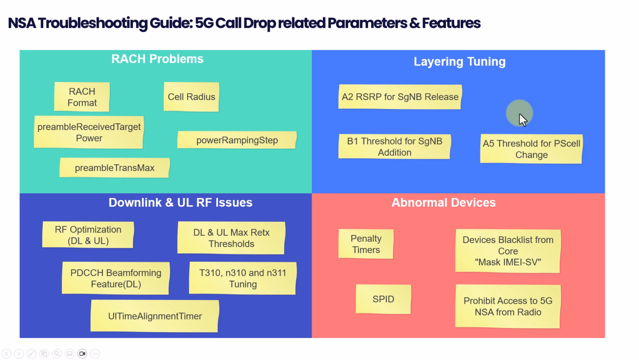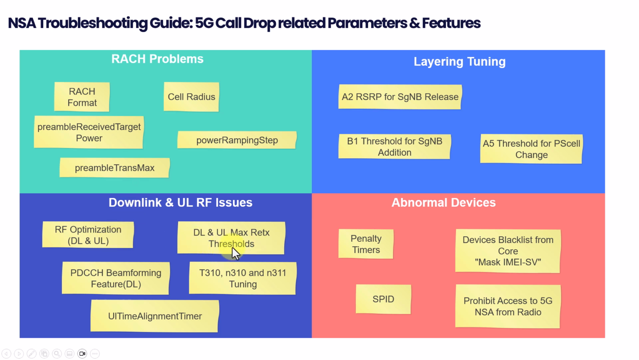Then you can also control the relative threshold for the SCell change, for example, to make an early handover, or to make it a little bit late, depending also on your network. These are the common things for layering strategy. Then we have some tuning for downlink and uplink related RF issues. For example, for sure, the first thing will be about the optimization. It can be even power tuning, or it can be related to physical tuning.